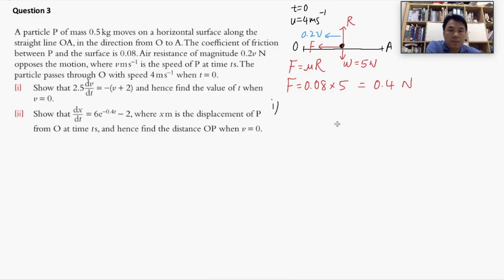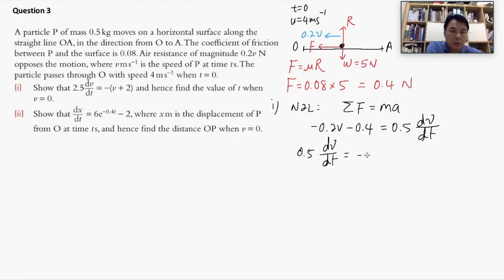As usual, we're going to take Newton's second law. The resultant force in the horizontal direction is directly proportional to its acceleration. Now in this case we have negative 0.2 v minus the frictional force, which is 0.4. That will give us 0.5 times acceleration, and acceleration is given as dv/dt. As usual, I will write that down as 0.5 dv/dt is equal to negative 0.2 v minus 0.4.